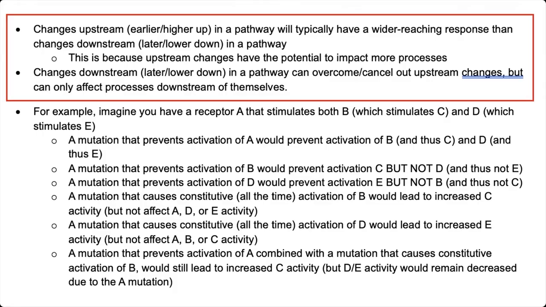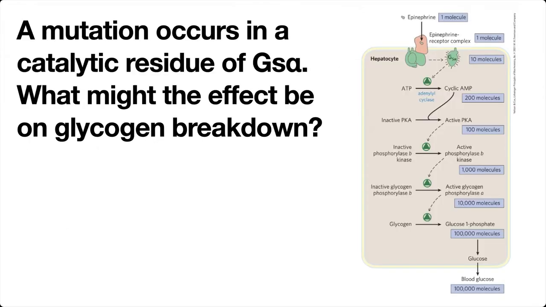But let's go through some actual examples. So in our first example, we have a mutation occurring in a catalytic residue of GS alpha. Remember GS alpha, that's going to be the G protein alpha subunit that stimulates adenylyl cyclase to make cyclic AMP, one of our secondary messengers.